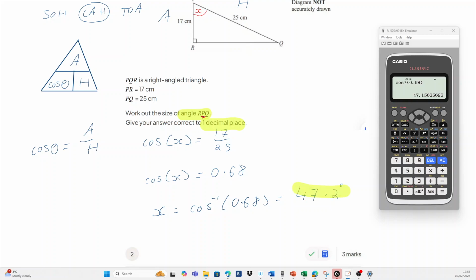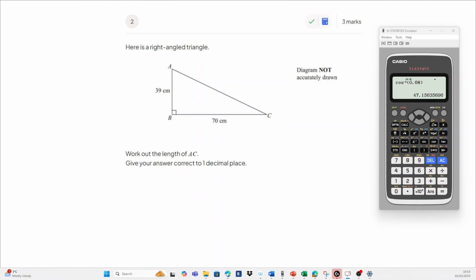Good. Okay, next question. We've got this. Here is a right angled triangle. Work out the length AC. So you want to get this length here. Now, because you've been given 2 other lengths and you want to find a third missing length, everything here is a length, so it is going to be Pythagoras. Okay, so this is definitely Pythagoras.